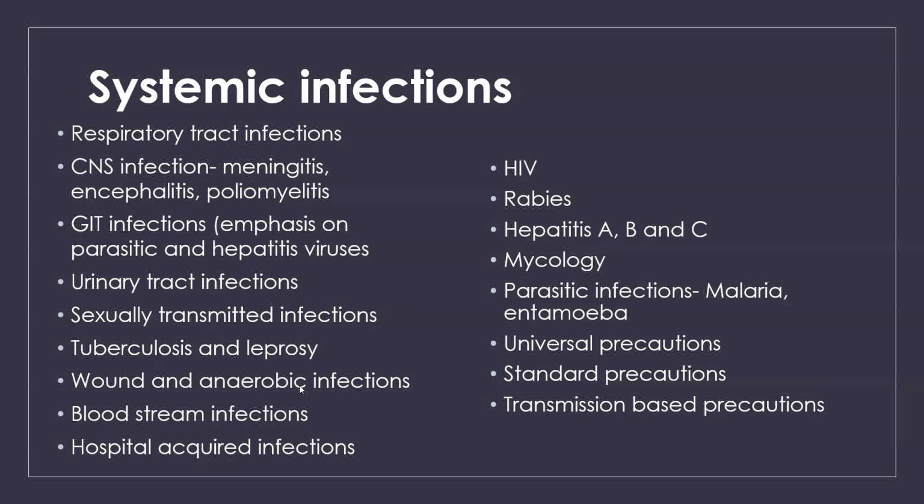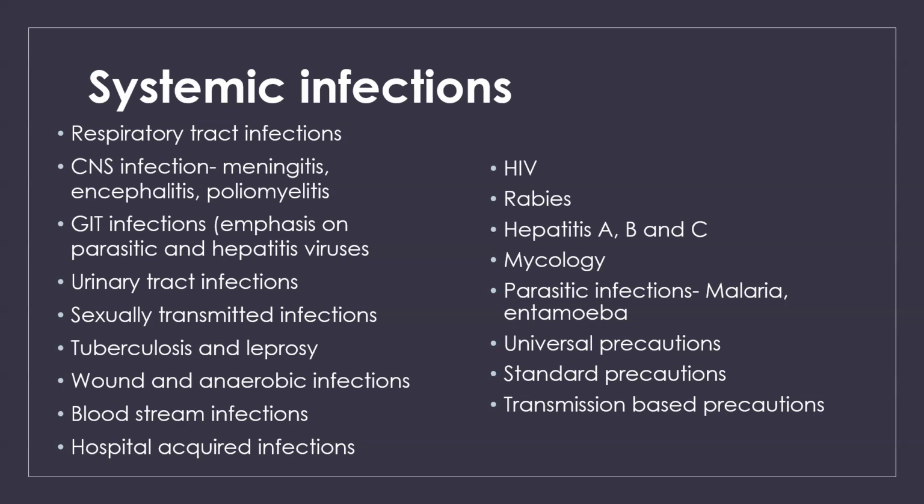In the anaerobic infections, read Clostridium tetani, Clostridium botulinum, and Clostridium perfringens. And next, bloodstream infections. Bloodstream infections is also an essay question. And next, hospital acquired infections. This is a very important topic. Hospital acquired infections is the most common essay question.